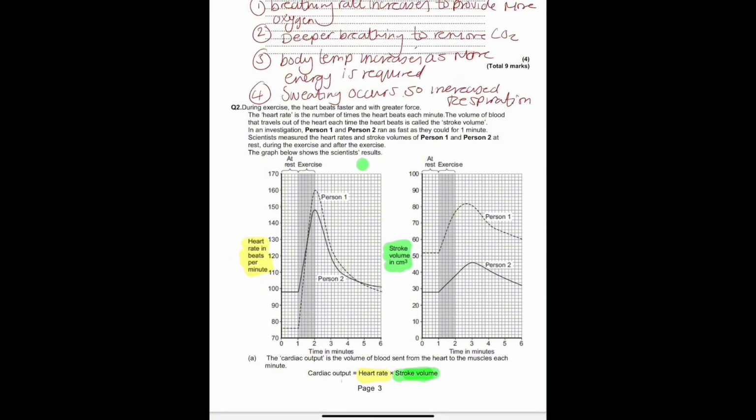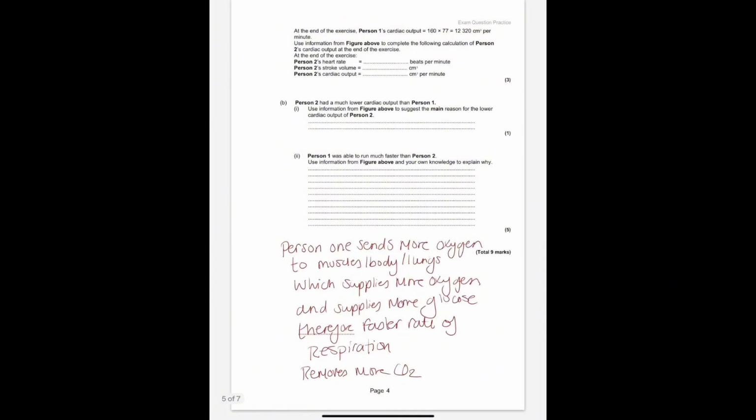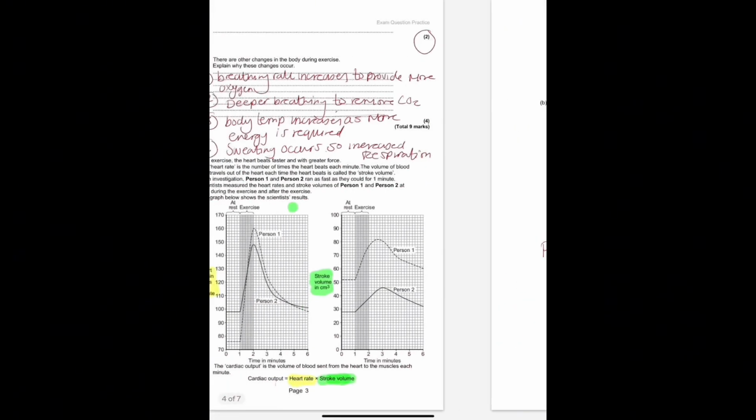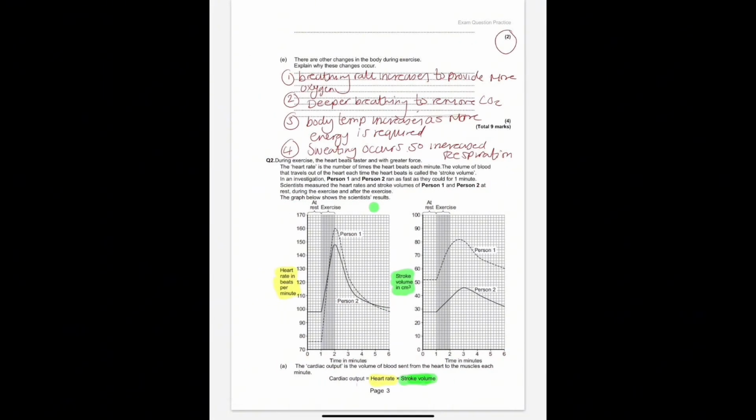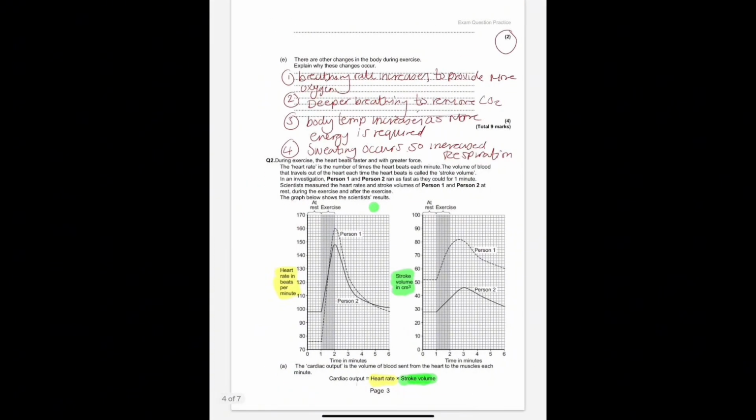So we need to do a calculation now. The only problem is that the question is on the other page, but I will come back to this page. At the end of the exercise, person 1's cardiac output was 160 multiplied by 77. So 160 was the heart rate, 77 was the stroke volume, which we can see over here with this equation that we need to use. We need to use the information from the figure above to complete the following calculation of person 2's cardiac output at the end of the exercise. So let's work out the heart rate for person 2, and I'm going to show you how to do this.